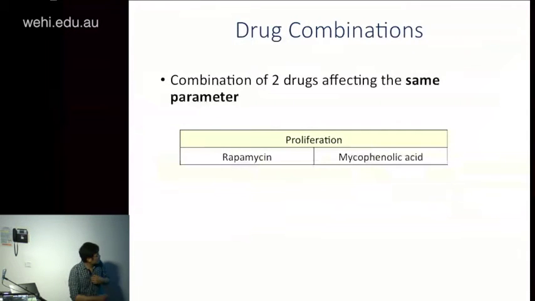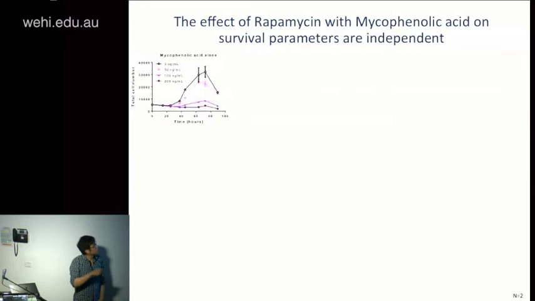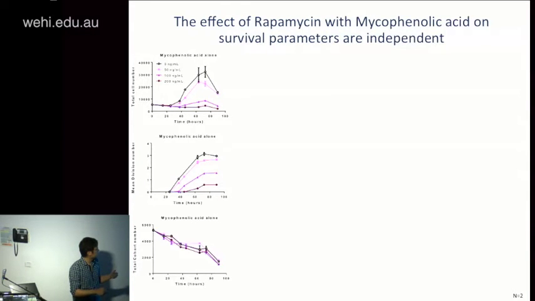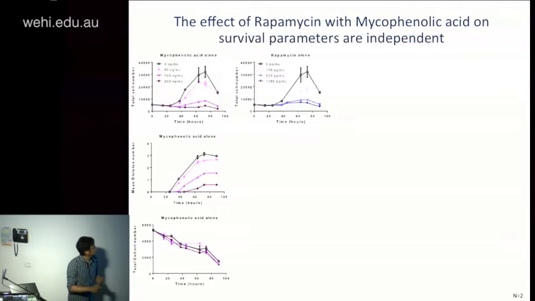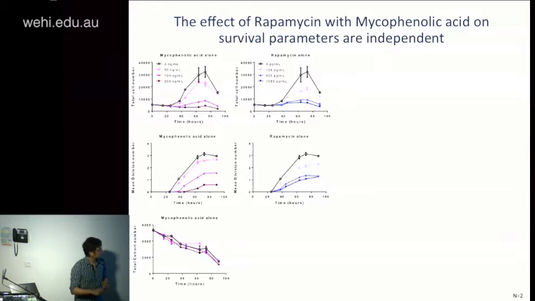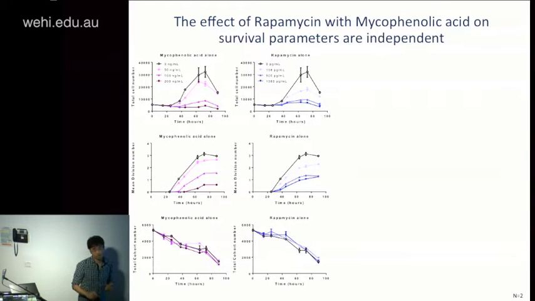So next we explore the effects of these drugs in combination. If we look at drugs that affect proliferation, rapamycin and mycophenolic acid, and combine them together. So here we have mycophenolic acid alone, which dose-dependently decreases cell numbers. And I've shown you that it affects primarily proliferation and has no effect on survival. Here we have rapamycin alone, and I've shown you that it only affects proliferation and does not affect survival.